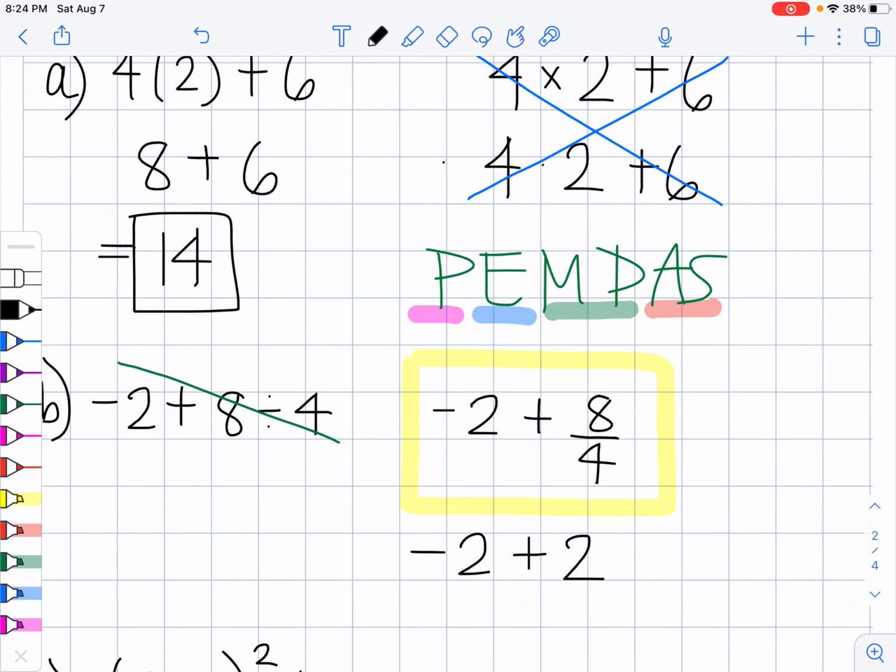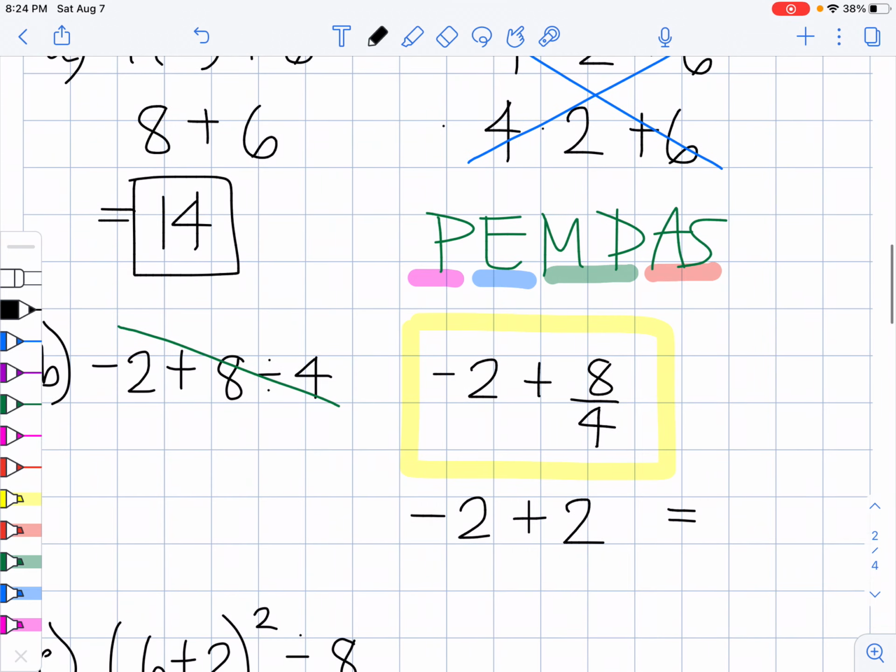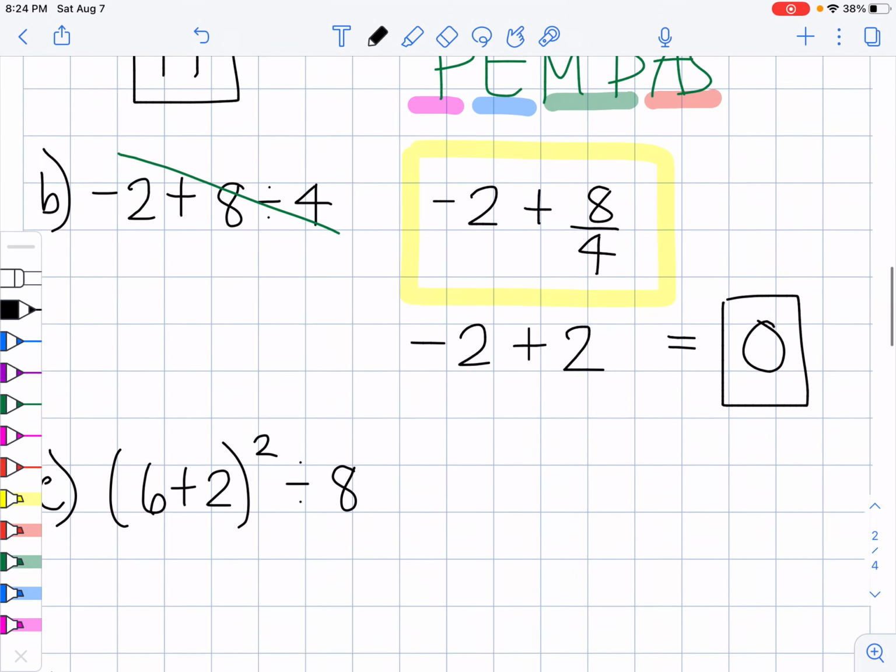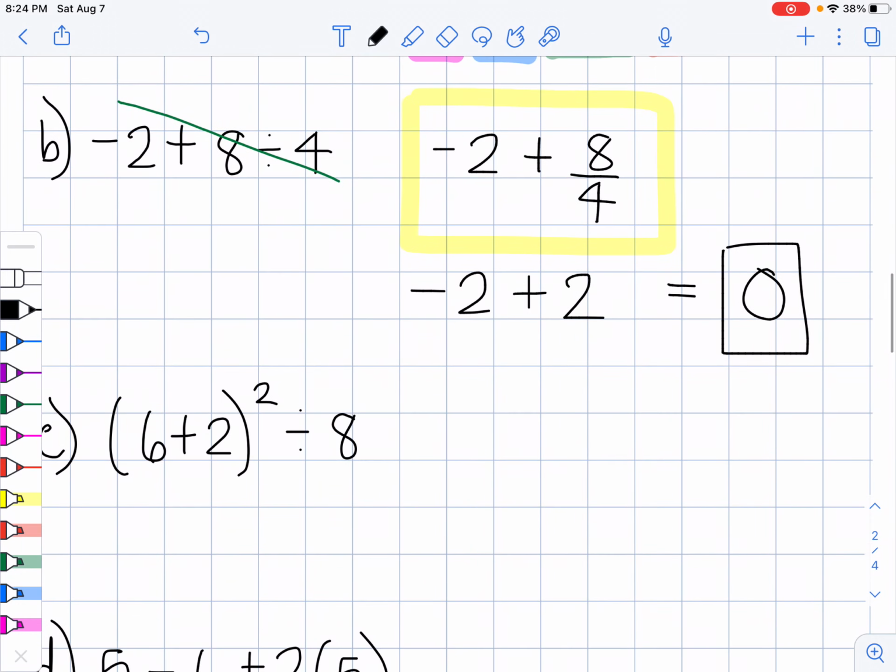And -2 plus 2 is equal to 0. That's my final answer. Okay, next. All right, I'm going to rewrite my PEMDAS over here, just so we always have it as a reference.